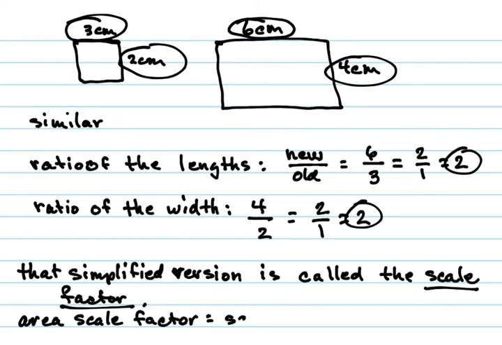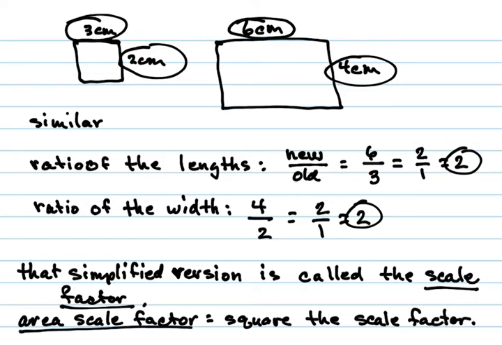You simply square the original scale factor, because area is a square measurement, right? So all we do is take our scale factor and square it. For example, if my scale factor is 4, then if I want the area scale factor, that's just 4 squared, or 16.